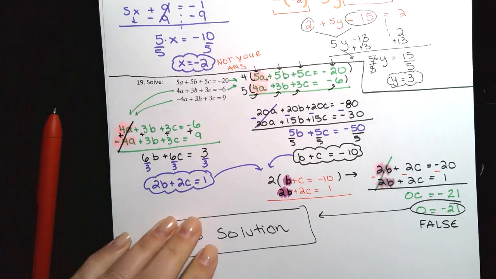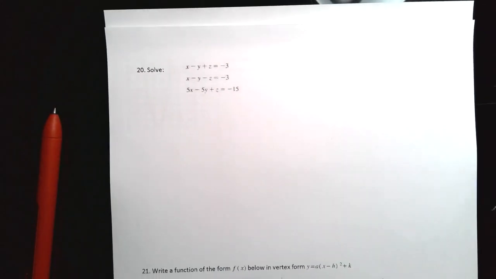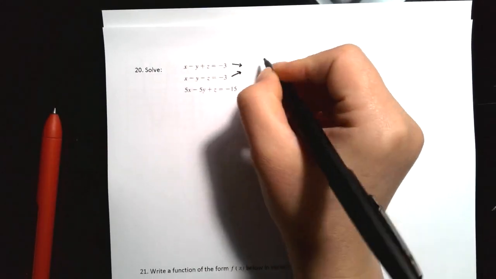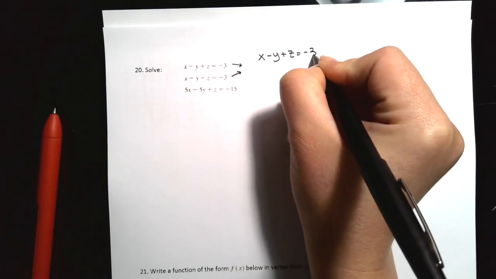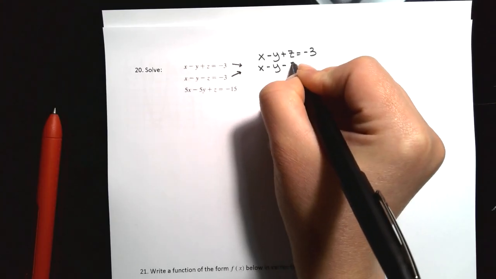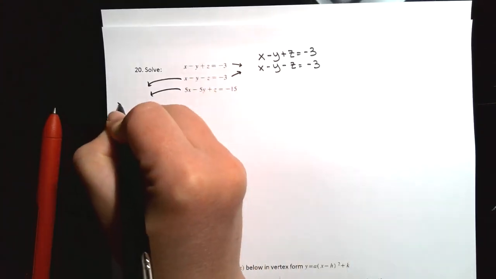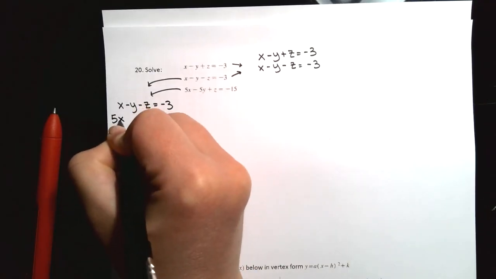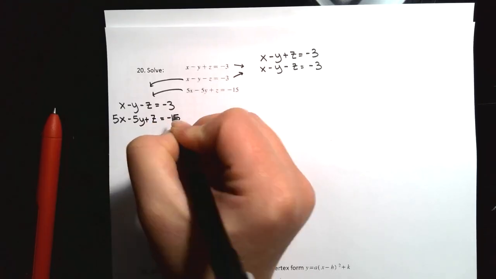Okay, let's go ahead and move on. Number 20. Same first 2 steps. This one's printed out a little bit blurry. X minus y plus z is equal to negative 3. X minus y minus z is equal to negative 3. And then the bottom 2 equations are x minus y minus z is equal to negative 3. 5x minus 5y plus z is equal to negative 15.